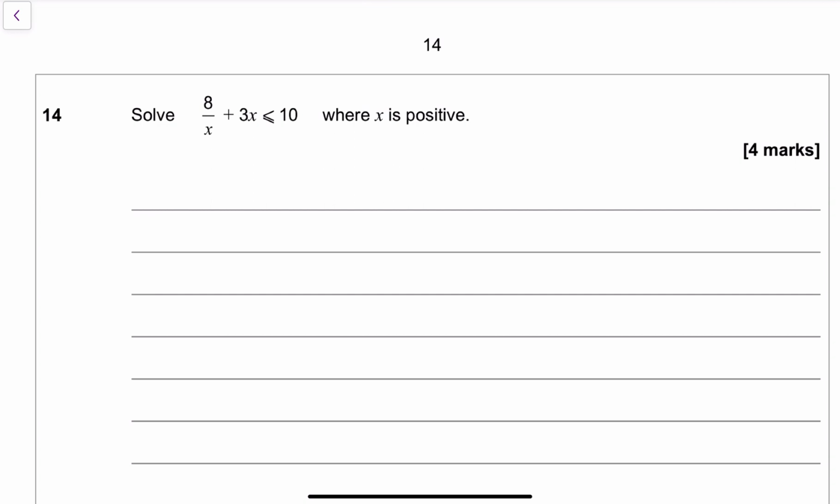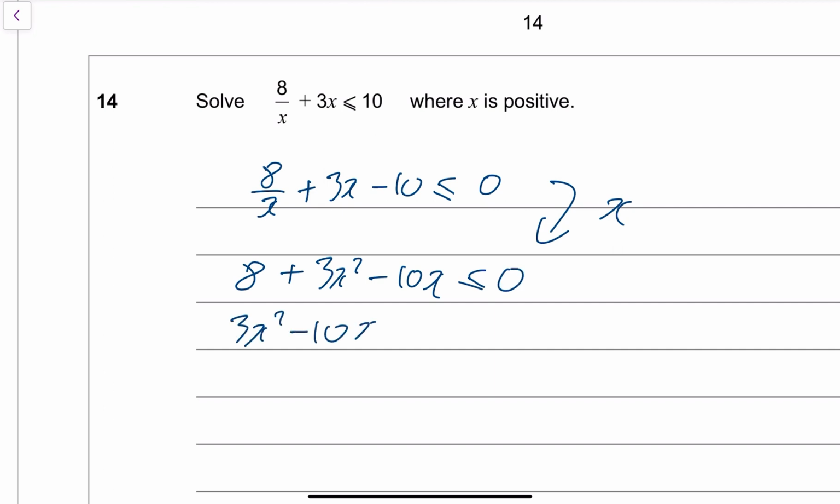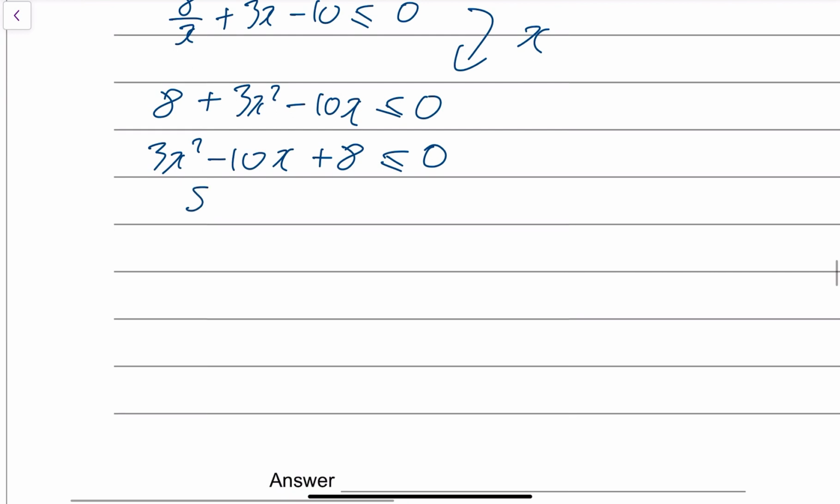Right, quadratic inequalities here. First thing to do is bring everything to one side. 8 over x plus 3x minus 10 is less than or equal to 0. Multiply through by x, you'll have 8 plus 3x squared minus 10x is less than or equal to 0. Let's just write that as 3x squared minus 10x plus 8 is less than or equal to 0. Hopefully this factorizes, I do not know.